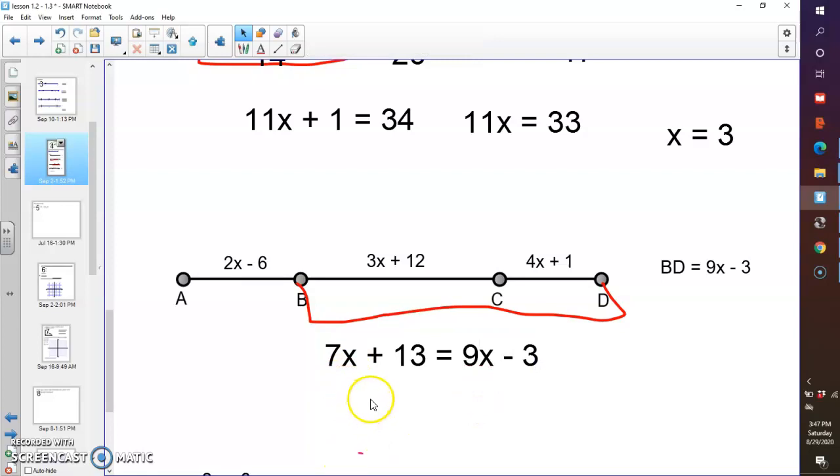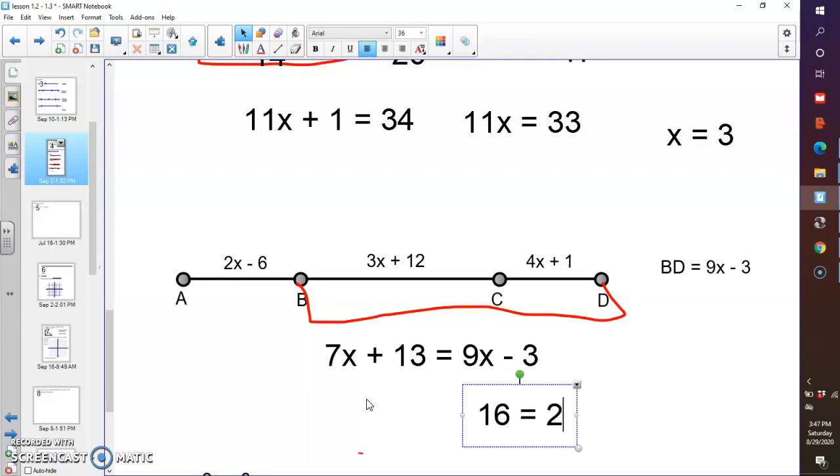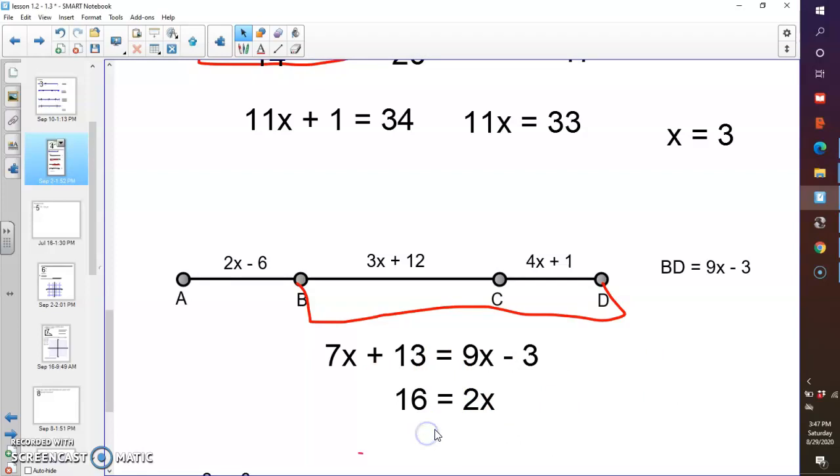Well, if I subtract 7x on both sides, I'm going to get 2x. If I'm going to add 3 on both sides, I'm going to get 16. And hopefully, with our algebra skills at our level, we can do that in one step. When I divide 2 on both sides, I get 8. And there's my answer. 2 times 8 is 16 minus 6. This answer is 10. It's not going to affect my BD, though.